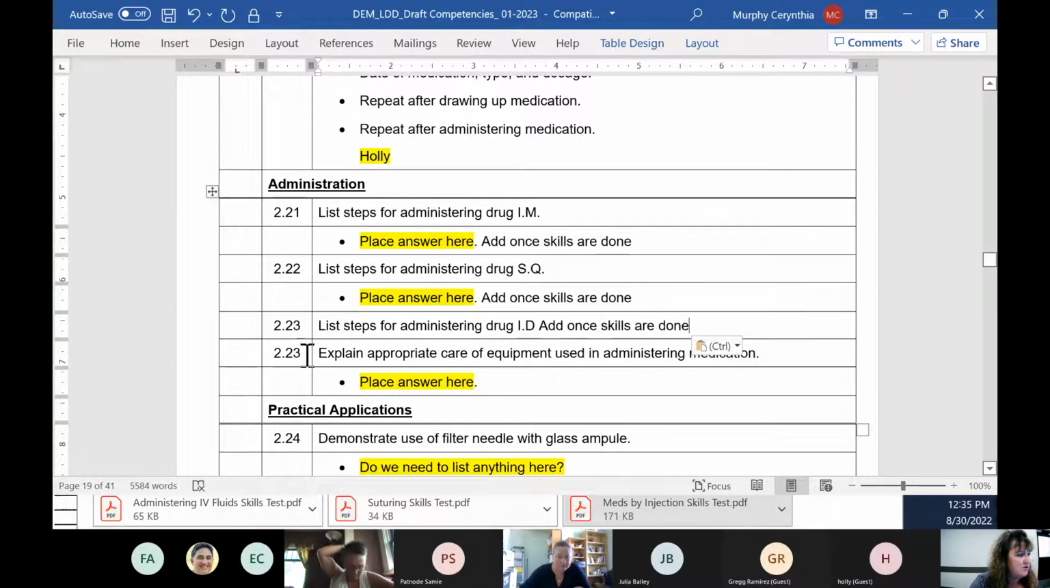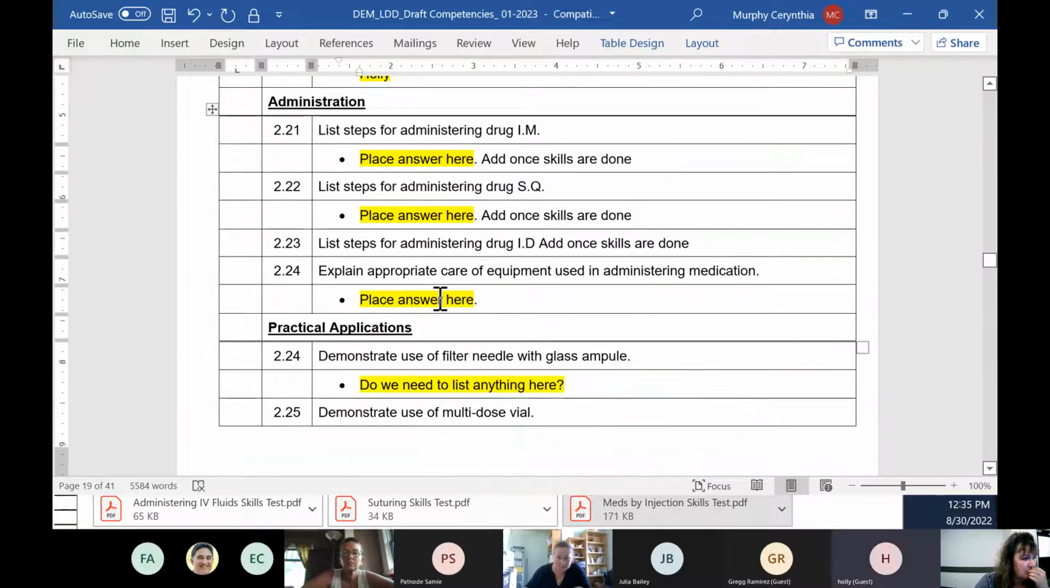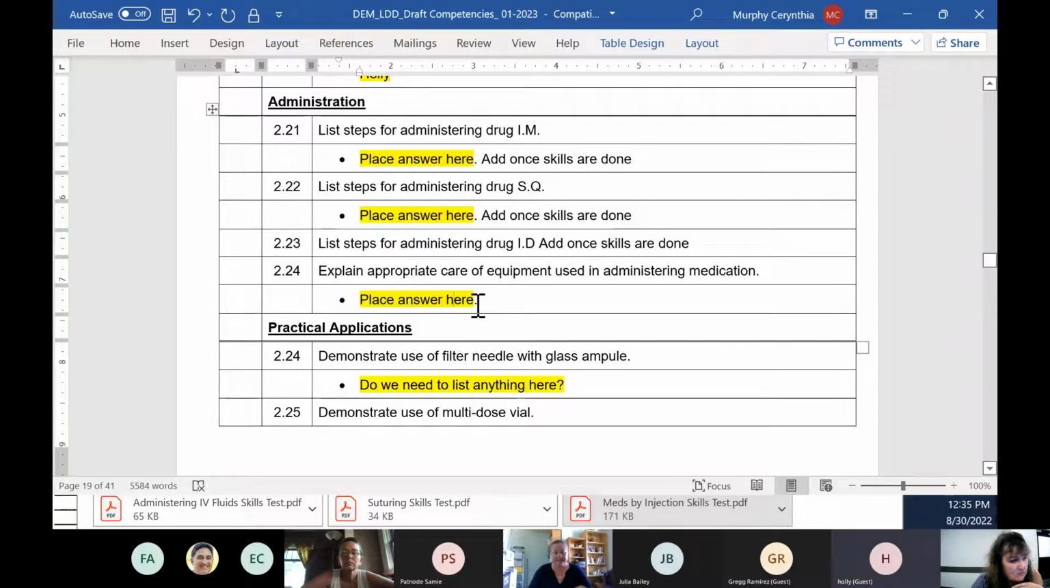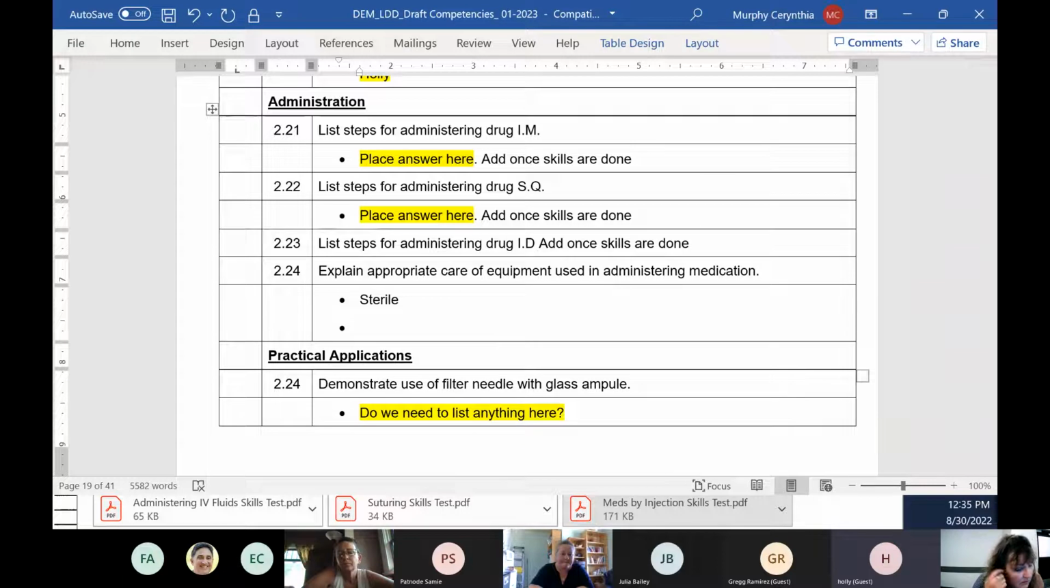And same with 2.2, the new 2.24. Appropriate care of equipment used. So this depends on what kind of medication you're talking about administering. But I'm trying to wrap my brain around what the answer to this is. Appropriate care. So you make sure it's still sterile. The packages aren't open. What are we looking for here, do you guys think?